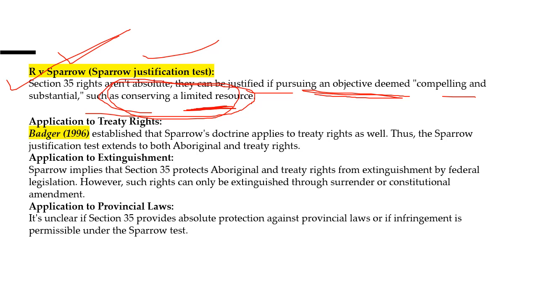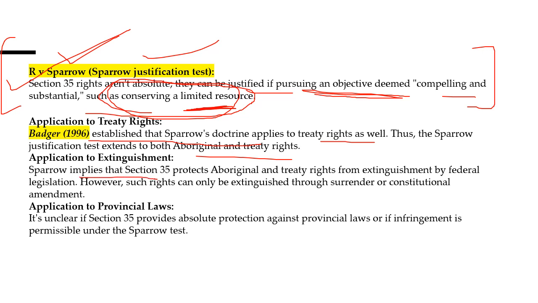If all those steps are fulfilled, the government is justified and is pursuing an objective deemed compelling and substantial, then the rights of section 35 can be interfered with. So this is the only area, the Sparrow justification test, which we follow for Aboriginal rights. For Aboriginal rights, again I am clarifying, we do not apply section 1. Application to treaty rights: Badger 1996 established that Sparrow's doctrine applies to treaty rights also. Sparrow justification extends to both Aboriginal and treaty rights.